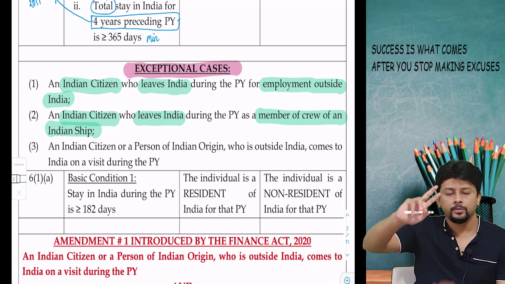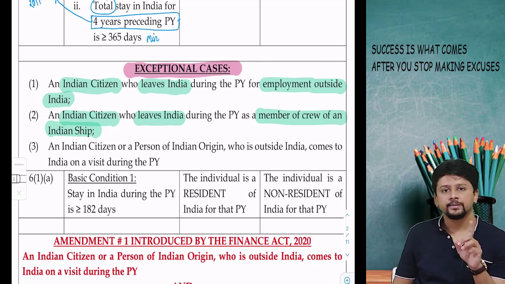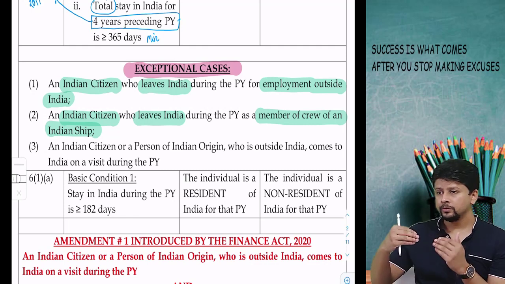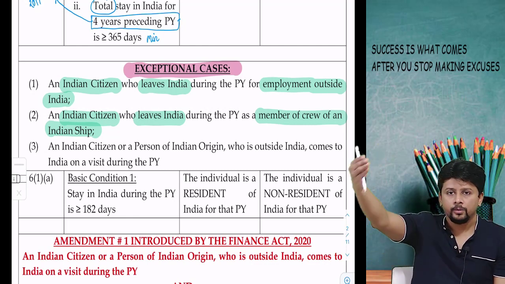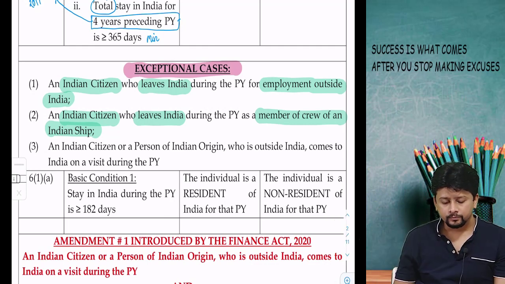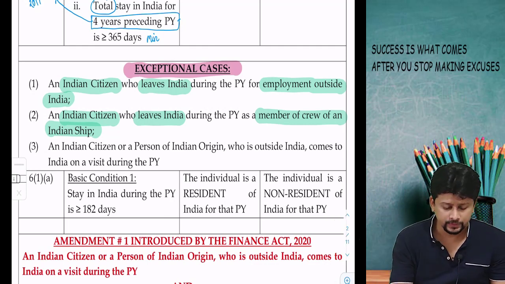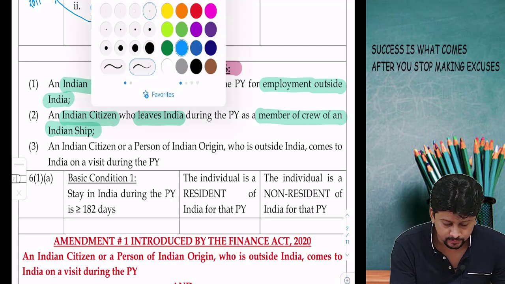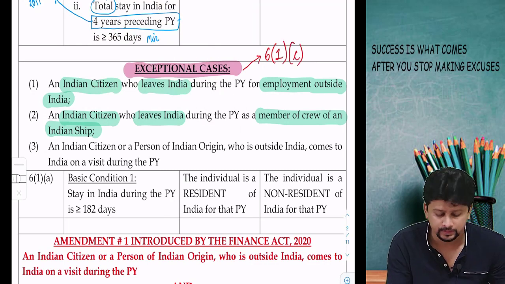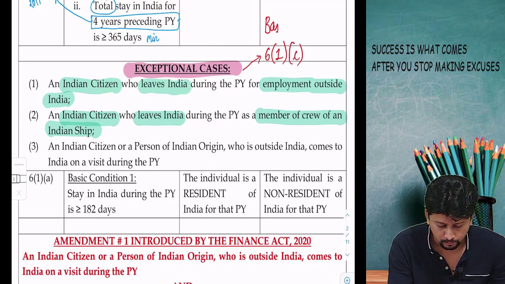So you can observe the common things that I am highlighting. Exception number 1 and exception number 2 both talk of an Indian citizen who is leaving India either for employment purposes or as a crew member in an Indian ship. Why are they exceptional cases? They are exceptional cases because in these cases, basic condition number 2, that is 6(1)(c), is not applicable.